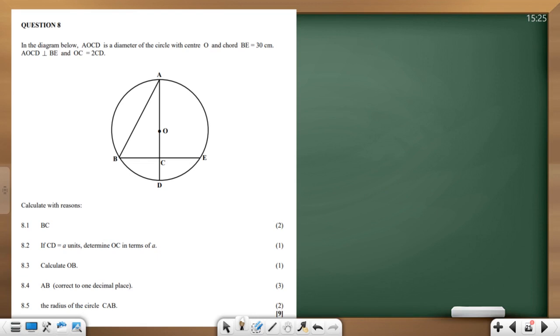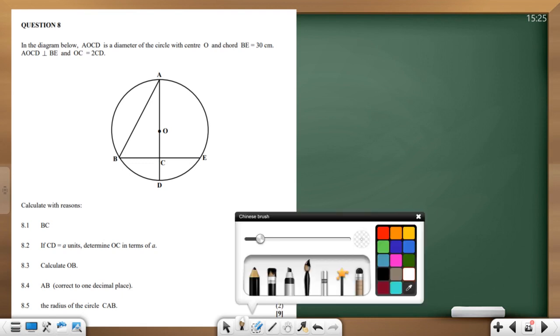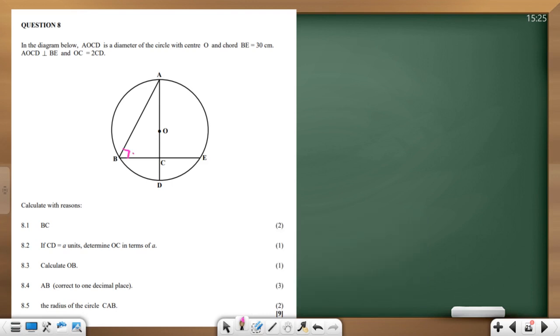All right. In the diagram below, AOCD is a diameter. This examiner is cruel. You know what they want you to say? They want you to say that B is 90, and that's not true. Why is that not 90? Because it's supposed to come from here. So be careful. AOD is 90 degrees, so be careful about that.